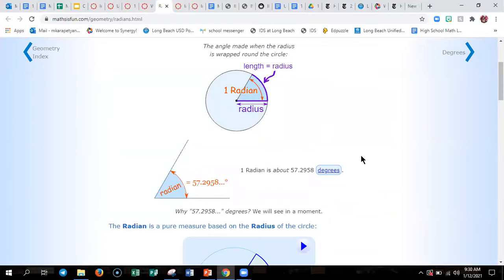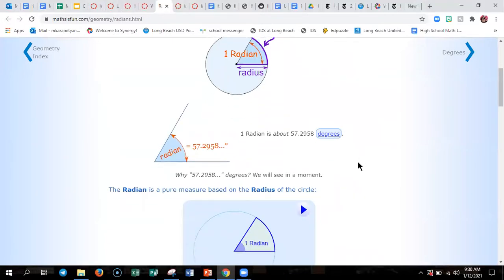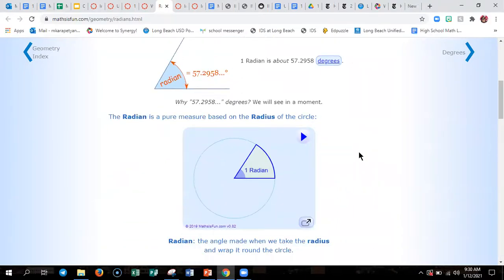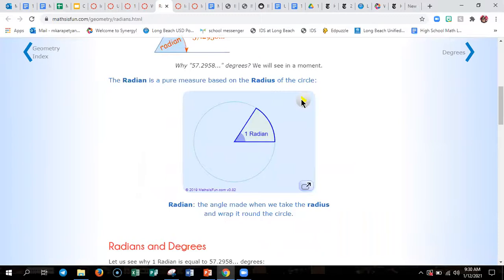Okay. Your radius, no matter what size it is, will go around your circumference 6.28 times, which essentially comes out to 2 pi. 2 times 3.14, which is 2 pi. Okay. And so you have this nice little graphic here of what a radian is.